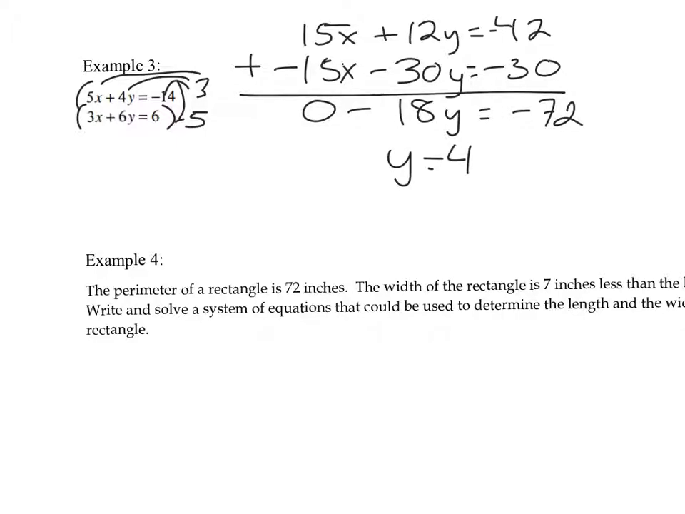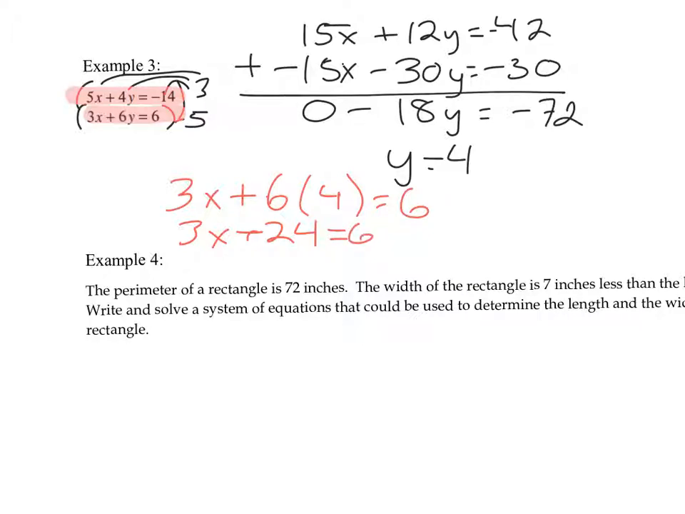Now, that's a piece of our answer. What we have to now do is plug this 4 into one of these equations over here. Now, it can be any one we want, right? It doesn't have to be any particular one. But let's just choose the bottom one. So I have 3x plus 6 times 4 equals 6. So let's do 6 times 4. That gives me 24.